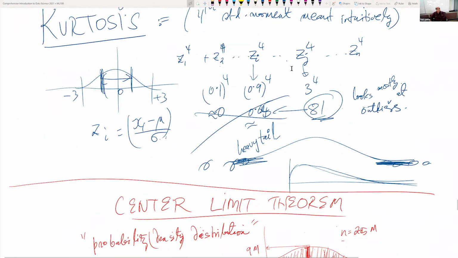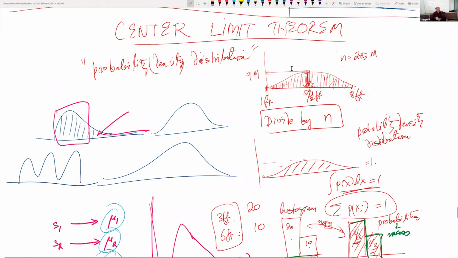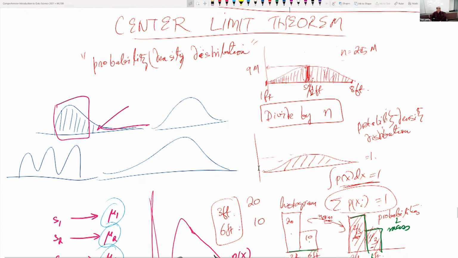Then we came to one of the crown jewels of statistics, this most remarkable result, which I'll do for only a couple of minutes, which says that irrespective of your distribution, if you sample from the distribution, then the mean of the means will show a bell curve.